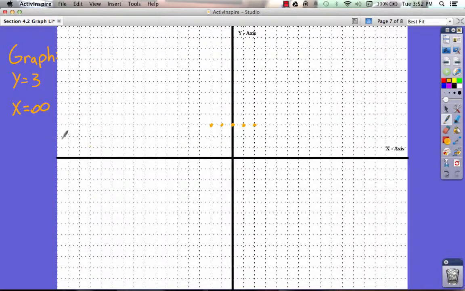Doesn't matter. So anytime you see y equals 3, know that that means the x value is infinite, and the y value always has to be 3. And what that's telling you is you have a horizontal line at y equals 3. Y equals 3 means it's a horizontal line at y equals 3.